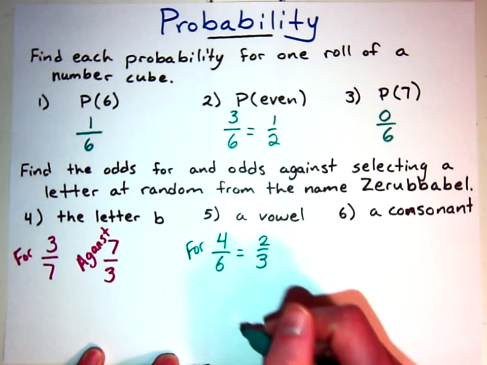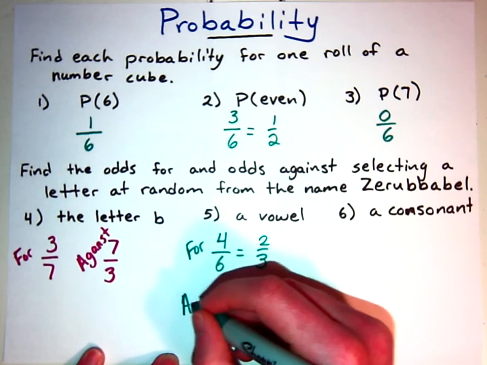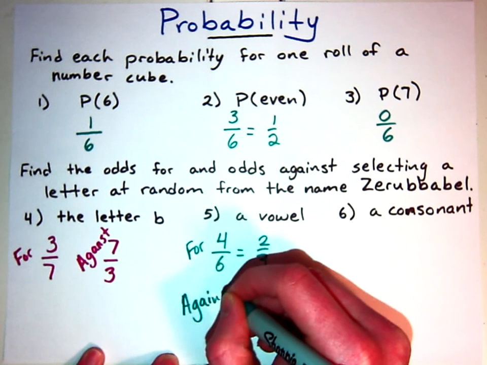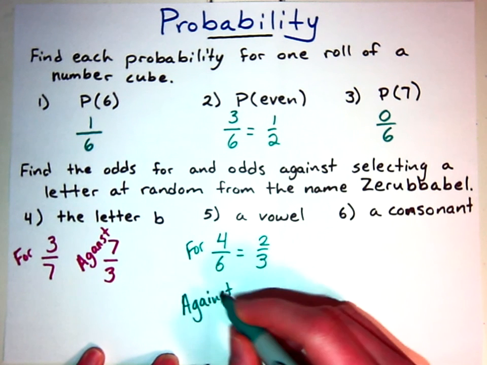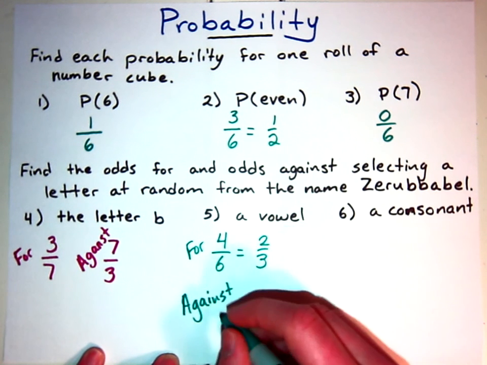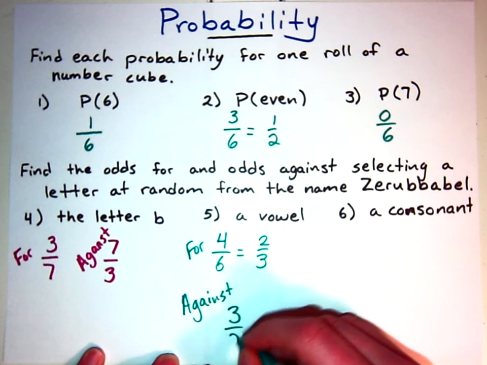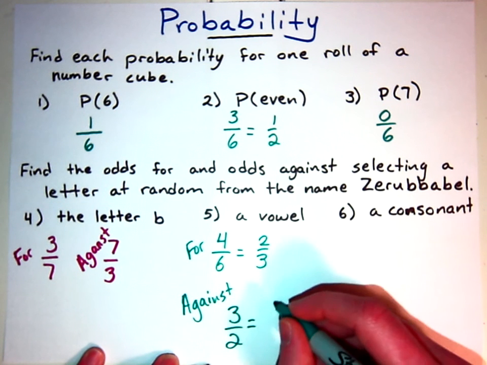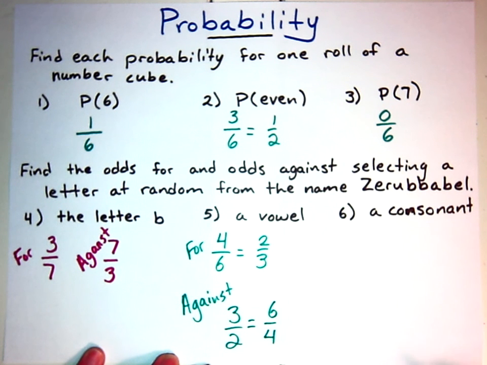Okay? Remember, odds against are simply going to be the inverse of it, right? So it's going to be 3 over 2, or if we had written it out before, it would have been 6 over 4 to start with, okay?